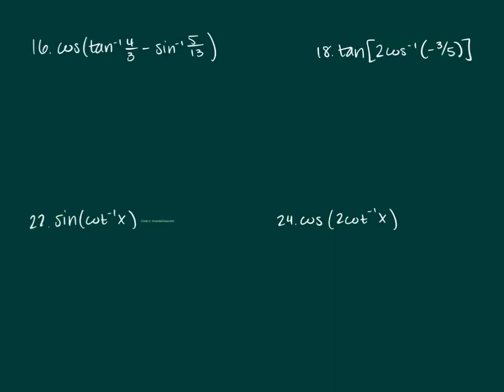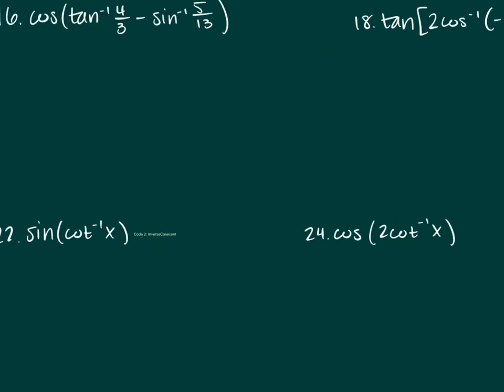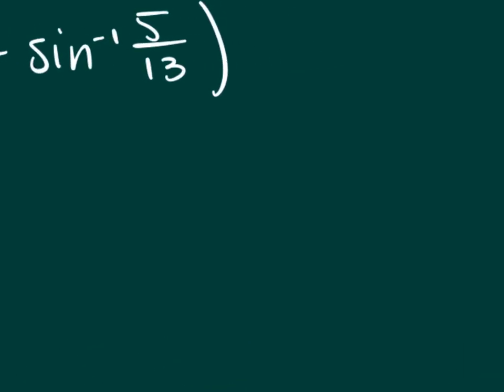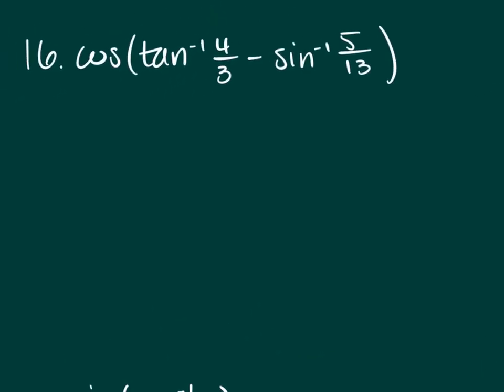Now let's look at 16. We have cosine of tan inverse 4/3 minus sine inverse 5/13. So first thing I need to do is figure out my triangles. We've got tan inverse of 4/3, so I'm going to call that alpha, and sine inverse of 5/13, I'm going to call beta. So using tan inverse to find the rest of my alpha, I know I'm in quadrant 1 because it's positive, and I've got opposite over adjacent. Using Pythagoreans, this is just going to be 5, right? Because 9 plus 16 is 25. Square root of 25 is 5.